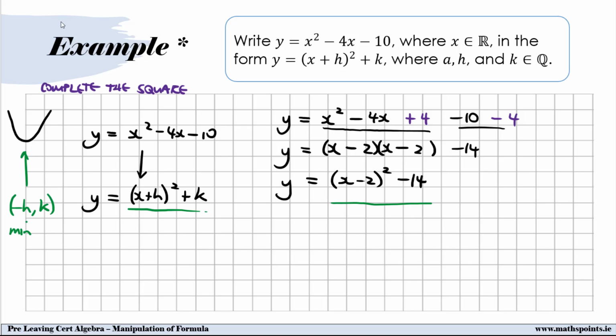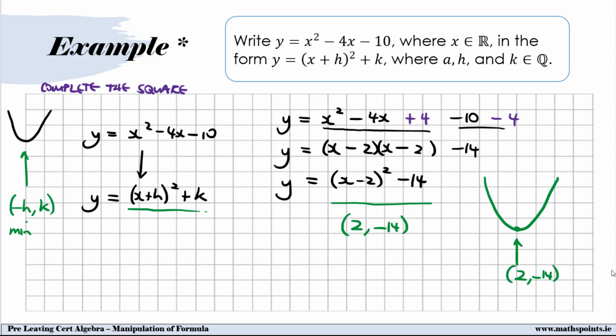And just to finish this question, what would this be useful for? We change the sign of the number with the x in the bracket to give us a plus 2, and we keep the sign of the other number, minus 14. And so if we were to have graphed the quadratic function y equals x squared minus 4x minus 10, this point here, the minimum point of that curve, is the point (2, minus 14).